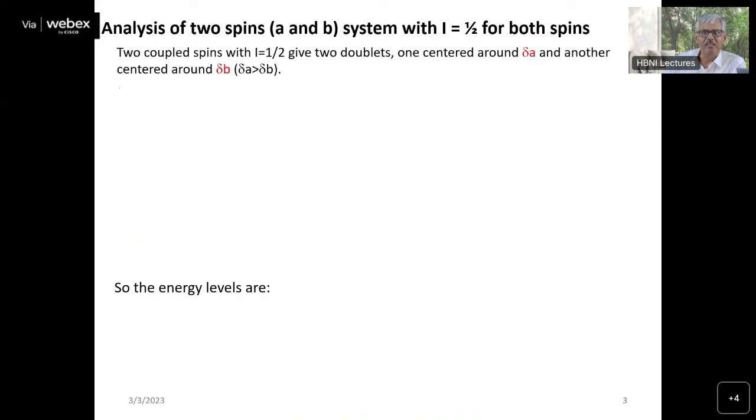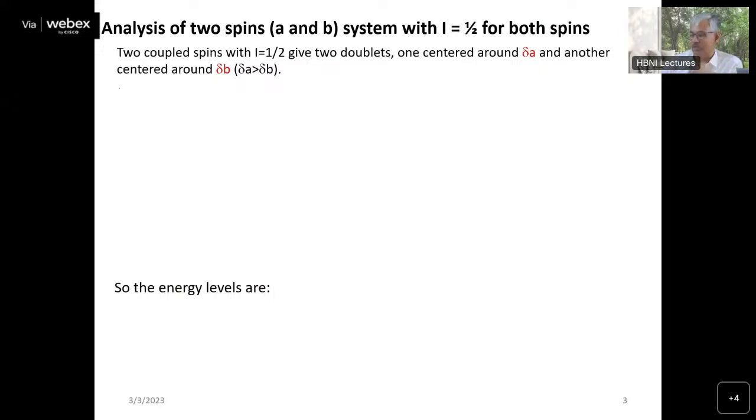Now we'll analyze two spins. That was for one spin, and it was fine. Now we'll see what happens when you have two spins, and we will consider both spins having I value equal to half. Two coupled spins with I equal to half will give two doublets, one due to each of these spins. One will be centered at delta A for the first spin, and the other at delta B for the second spin.